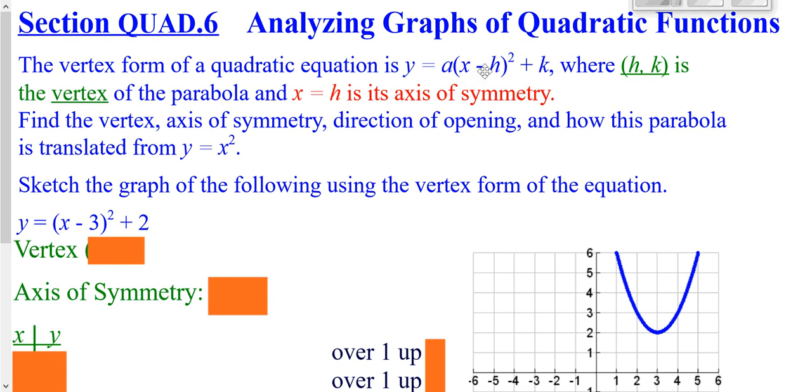So the opposite of what's in the parentheses and the same as what's on the outside is your vertex. Now also remember that your axis of symmetry goes through the vertex and it's x equaling the x-coordinate of the vertex. Now we're going to be asked to find the vertex, axis of symmetry, direction of opening, and how the parabola is translated from your basic parabola for each one of these others.